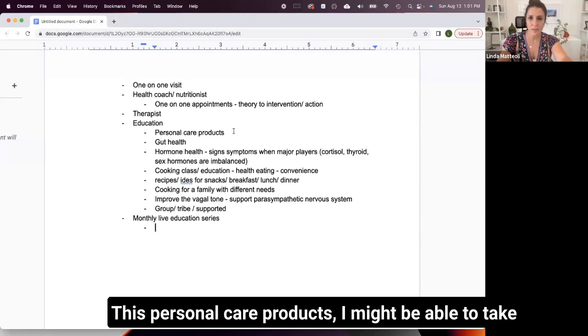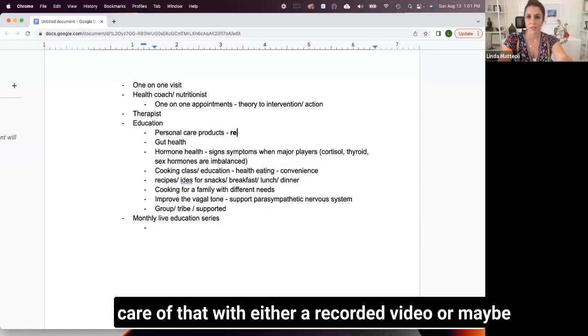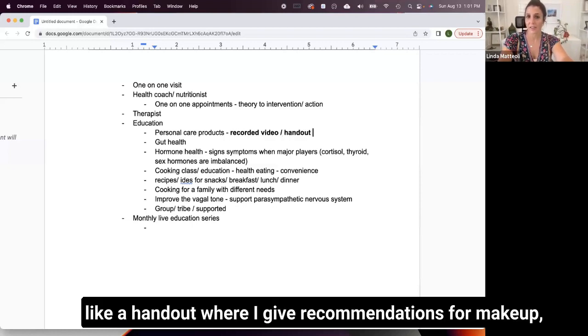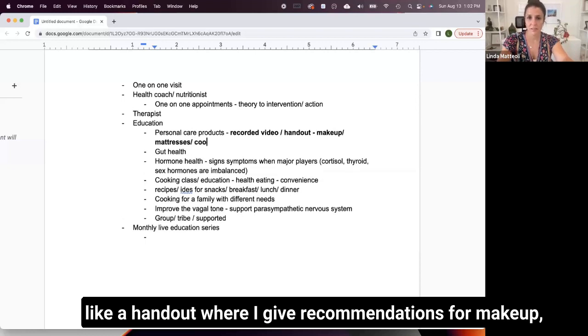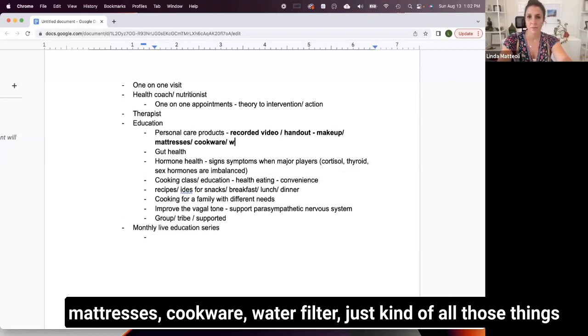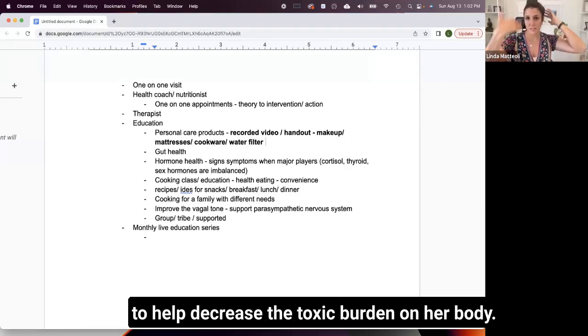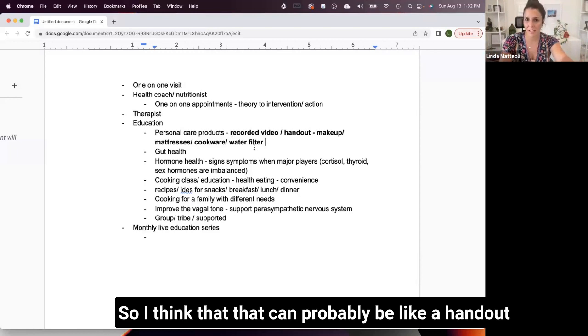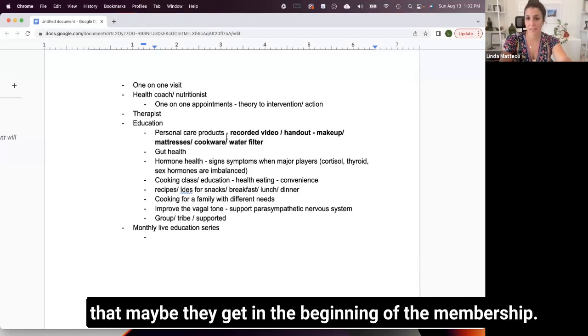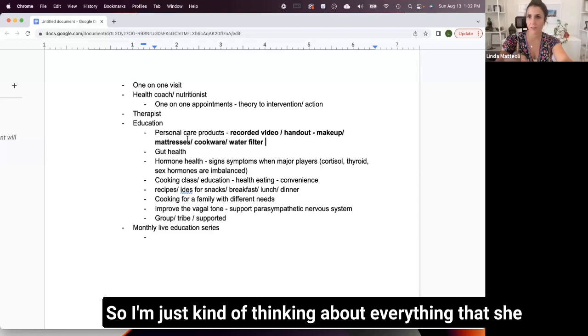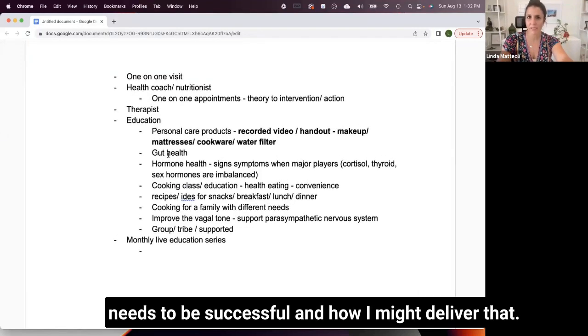Now, for personal care products, I might be able to take care of that with either a recorded video or maybe a handout where I give recommendations for makeup, mattresses, cookware, water filter, just all those things to help decrease the toxic burden on her body. So I think that can probably be a handout that they get in the beginning of the membership. So I'm just thinking about everything that she needs to be successful and how I might deliver that.